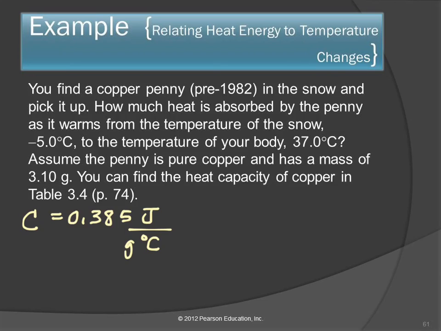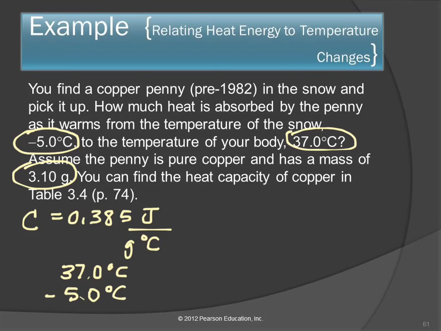Okay, so lots and lots of words in here. Let's look at the numbers. Here we've got a minus 5 degrees Celsius. We have a 37 degrees Celsius. We've got 3.10 grams. Let's write those down. There's 37 and minus 5 and 3.10 grams. This number, 3.10, is a mass, right? It says mass of, but the unit gram also tells us that it is the mass.